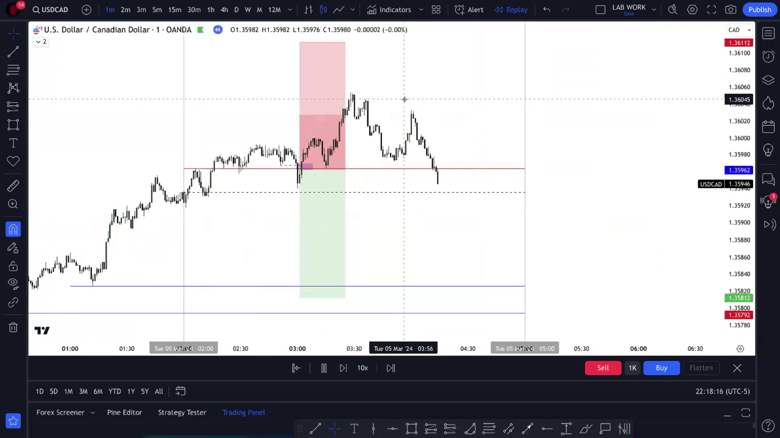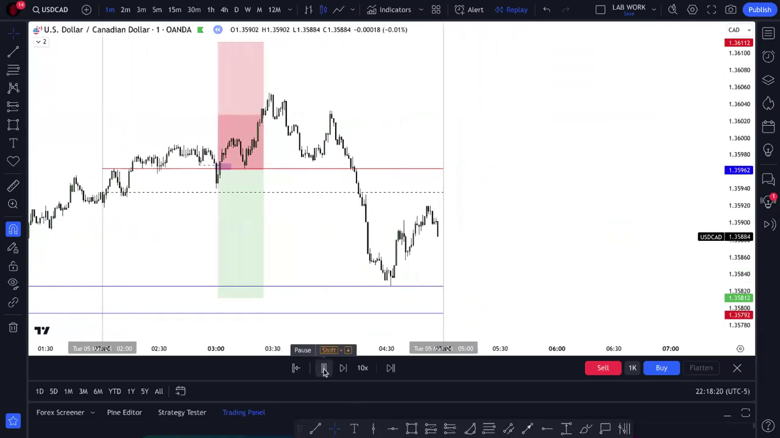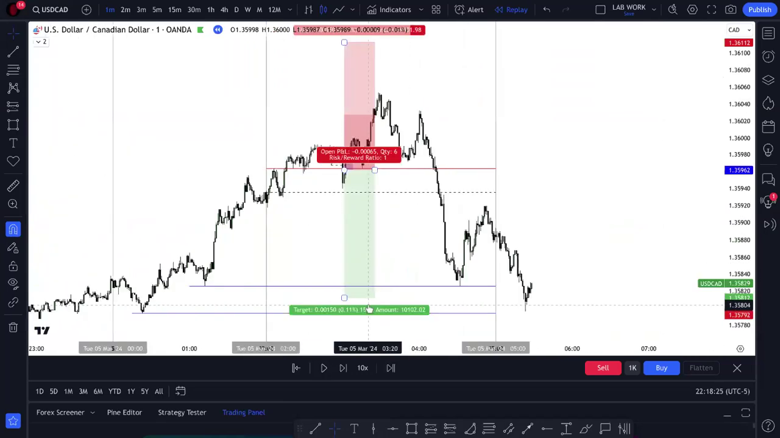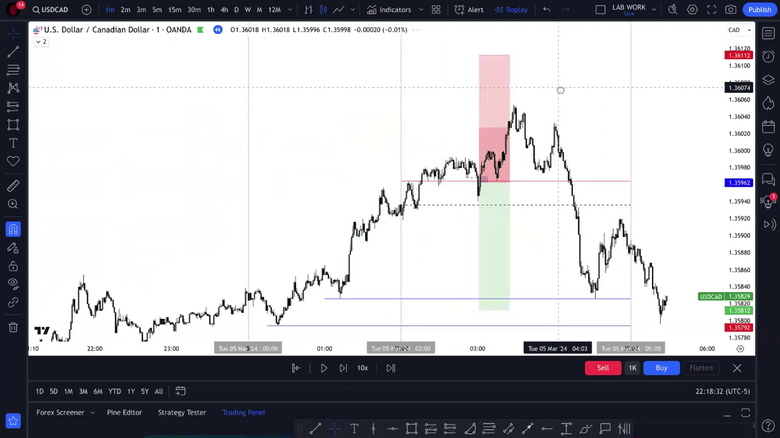We had here some drawdown, and price comes back. TP. Even at this point here, I wouldn't give up on the trade. I'm going to hold it through because that's the whole point of your model. You want to stay on course.